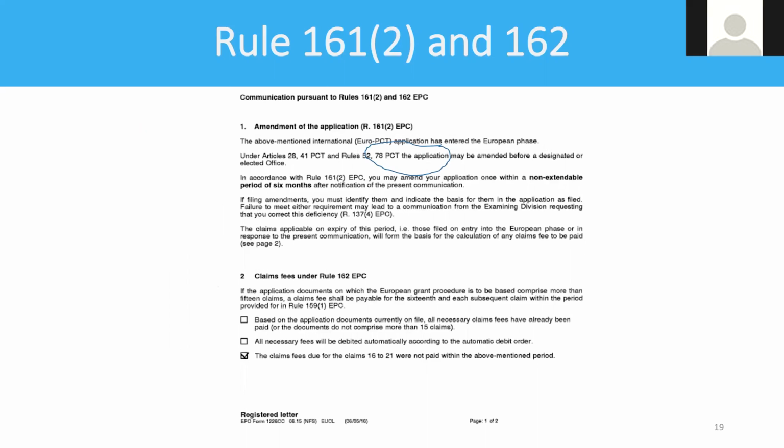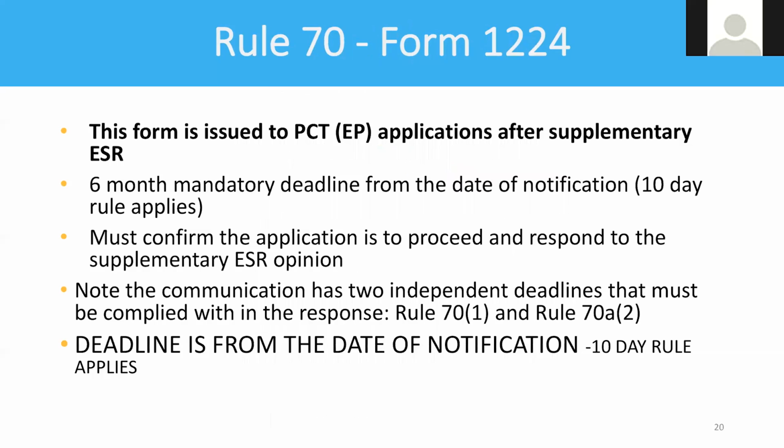Okay, here's an example of the Form 1226 CC, again, it's a non-EP searching authority. And again, the forms are at the bottom under that registered letter item. So that's just a sample of the form.